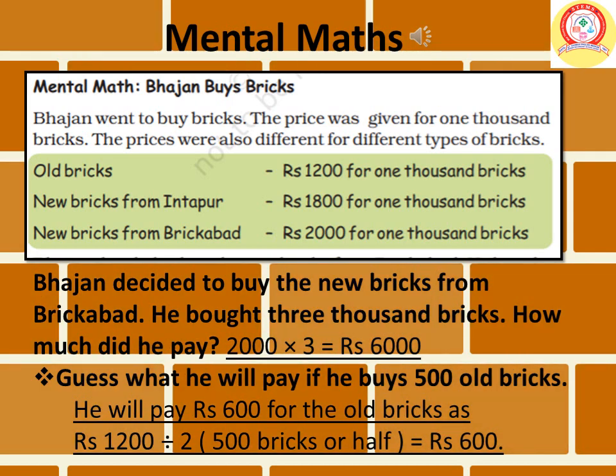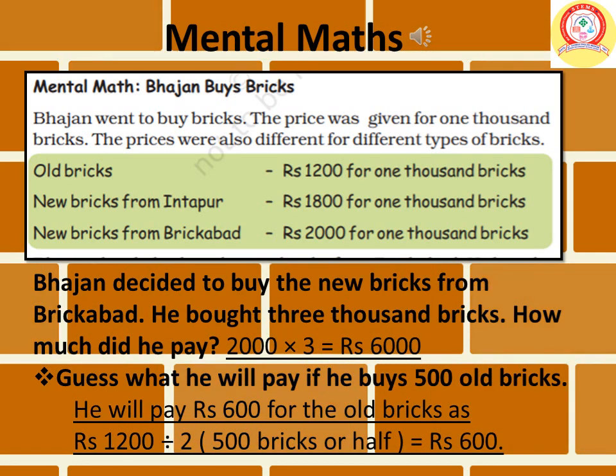Okay, children. Old bricks price is rupees 1200 for 1000 bricks. If you want to purchase 1000 bricks, you have to pay rupees 1200. New bricks from Intapur is rupees 1800 for 1000 bricks. If you want to buy new bricks from Intapur, you have to pay rupees 1800. Okay. New bricks from Brikabad is rupees 2000 for 1000 bricks. If you want to buy these new bricks, you have to pay rupees 2000. Okay. Bhajan decided to buy the new bricks from Brikabad.